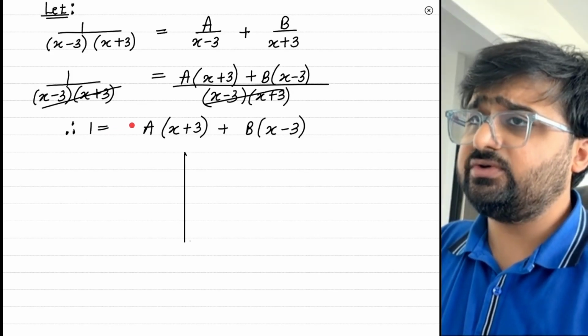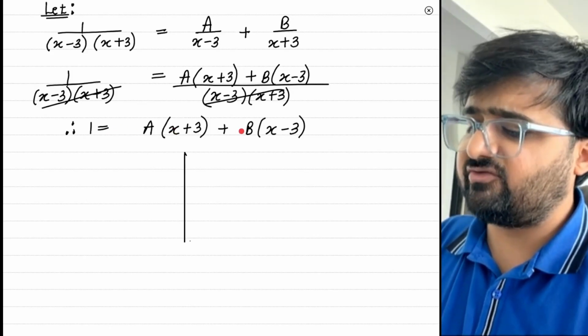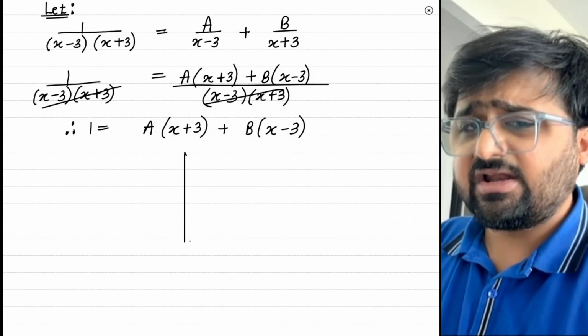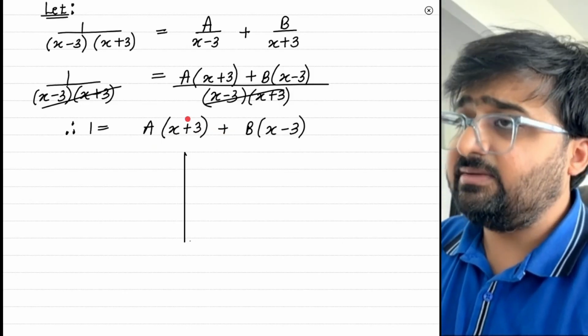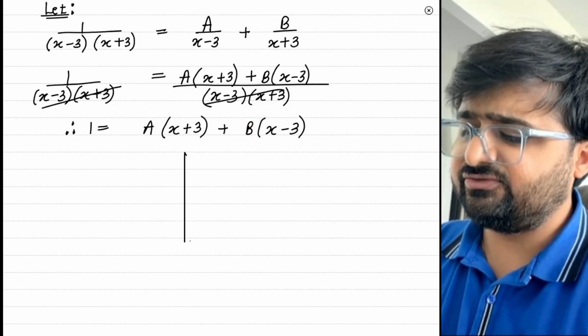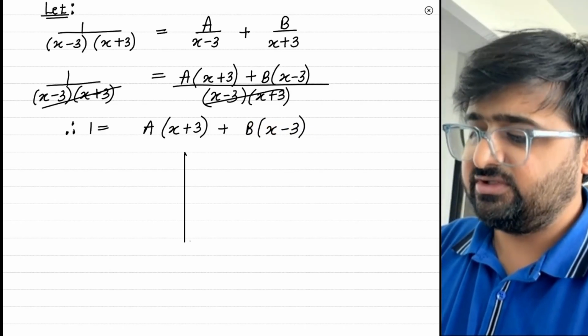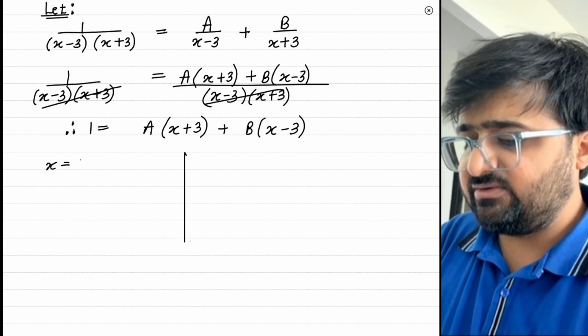What I like to do is just assume some values of x, and that will give you values of a and b. You can assume any values of x really, but I like to assume the values of x that will make some terms 0. So for example, if I put x is equal to 3 over here, this term will become 0. So let's just say I put x is equal to 3.